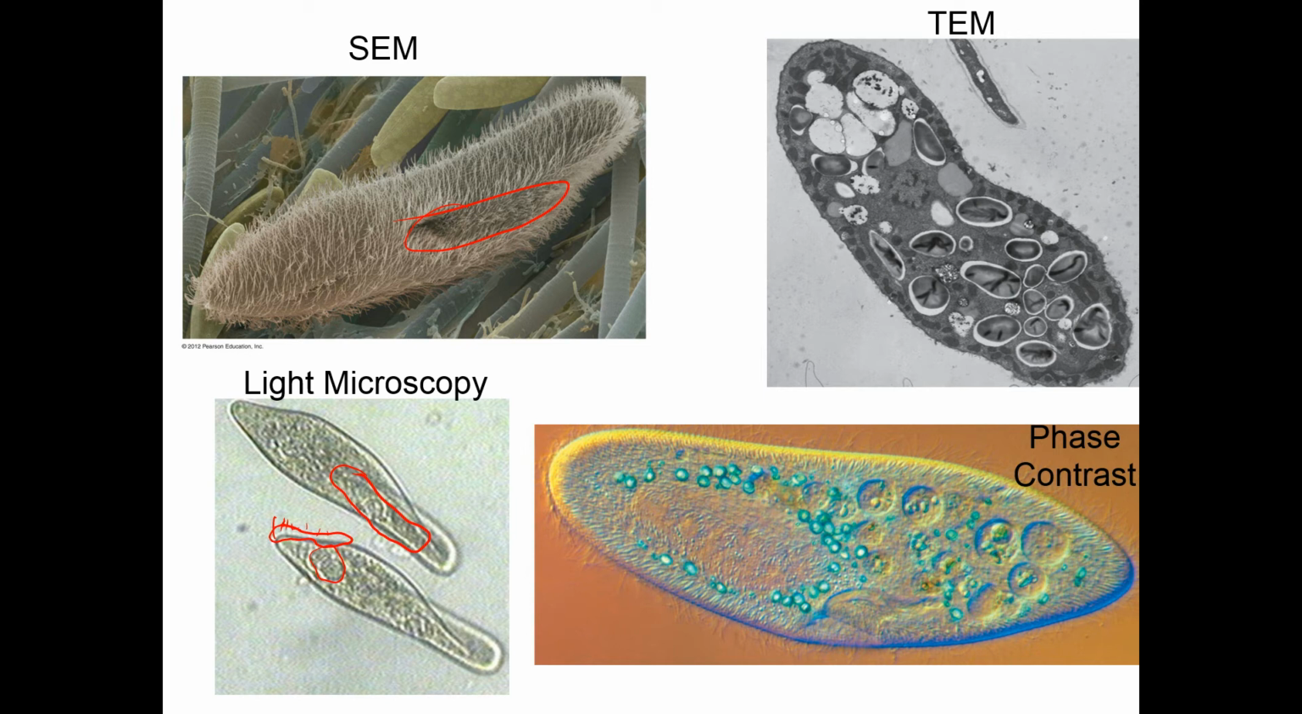Alright, your transmission electron microscope. So in this case, you're looking at basically a cross section, and you're looking at all the internal components. Here in the center, you can see a nucleus. You can see a series of vacuoles, probably food vacuoles. You can see the membrane of your little paramecium here. On the outer edge, you can see your little membrane.